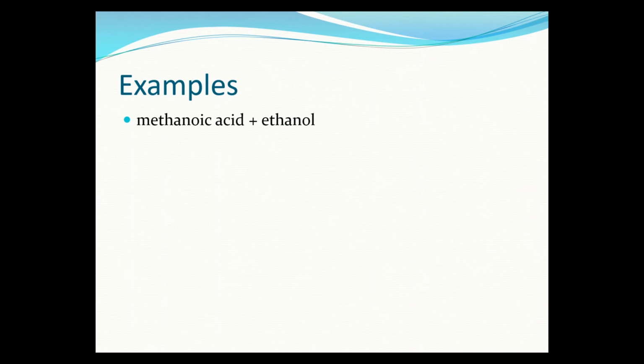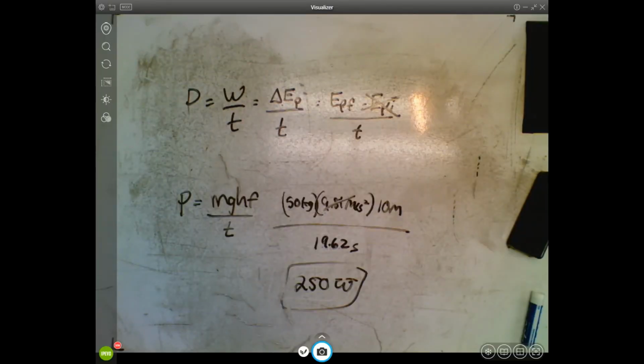Okay, so let's do an example. So we have methanoic acid and ethanol. We're going to name the ester that's formed from that. We're going to draw that as well. Okay, so let's give that a go.